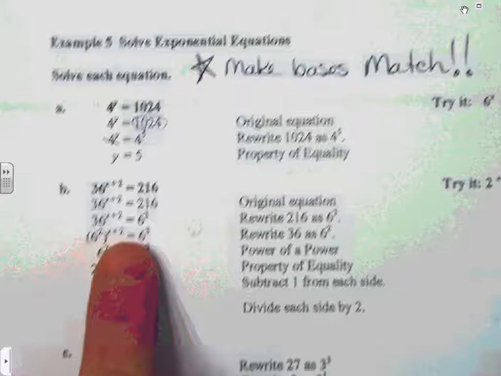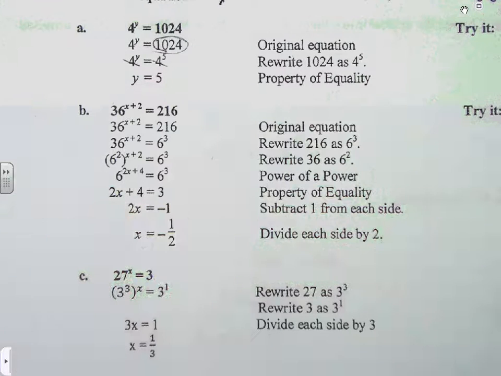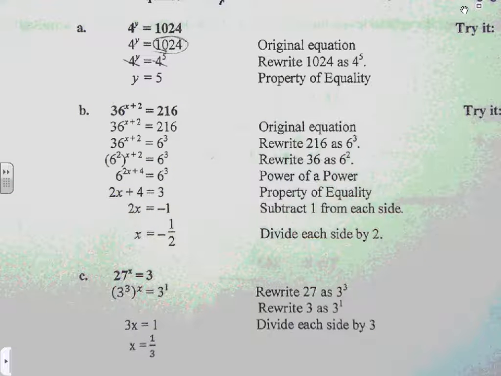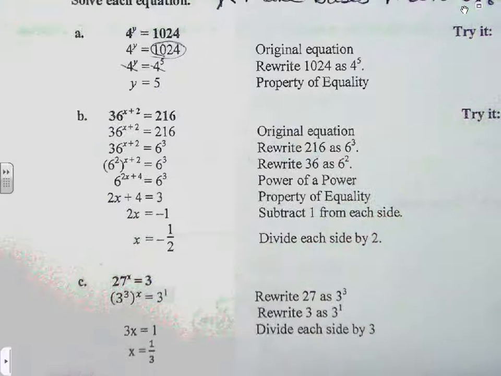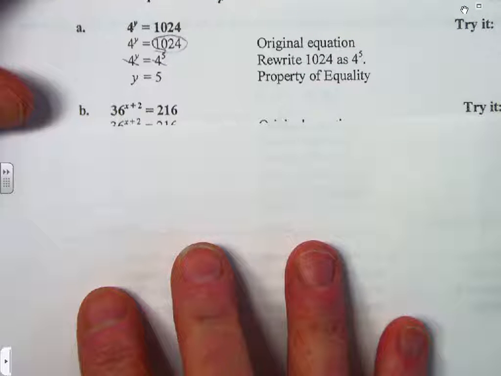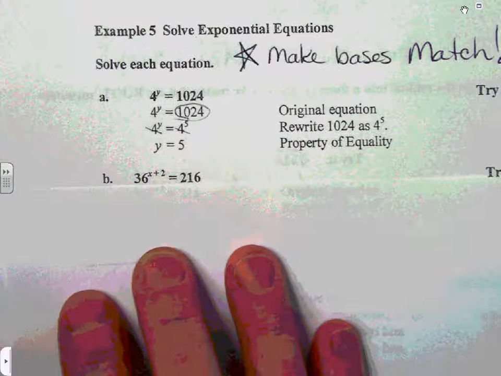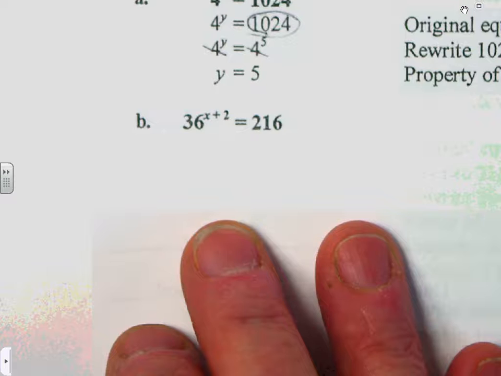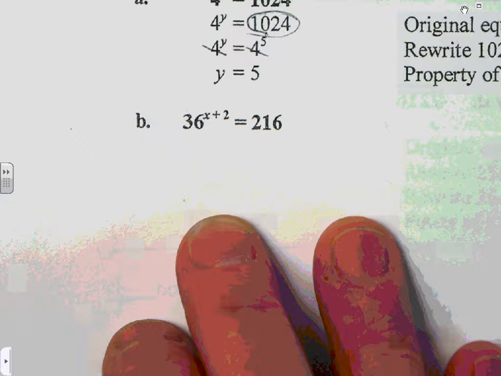But when you get to something like this, it's not quite so easy, but I'm going to walk you through it. I promise it's not nearly as complicated as it looks. All right, I'm going to cover it up so you can't see it. All right, so here's the deal. You've been given a 36 and a 216.